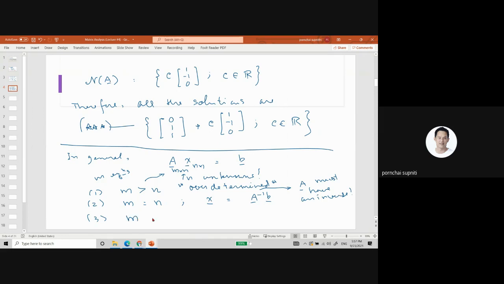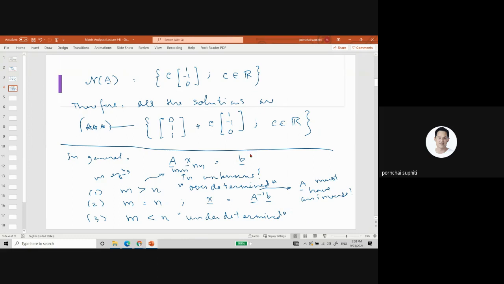And lastly, if m is less than n, in such a case we call it an underdetermined system. And in such a case, it depends. You can find an answer or you cannot find an answer. But in general, you cannot find an answer, except that there are some patterns in the variables that you can utilize.